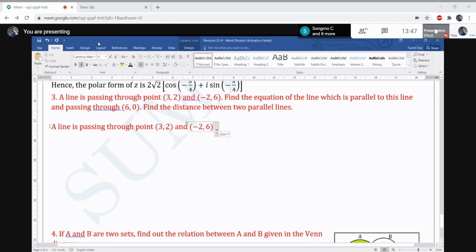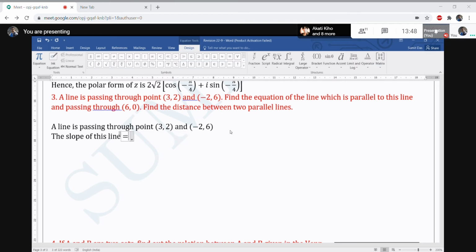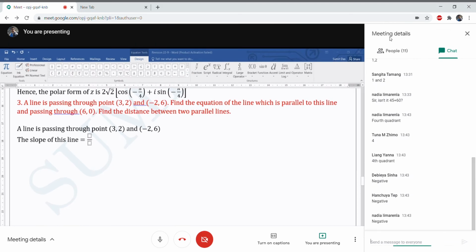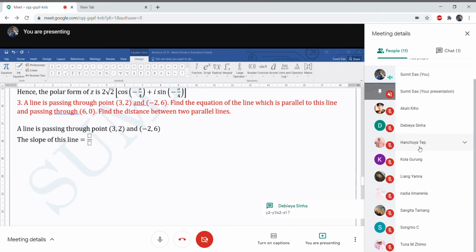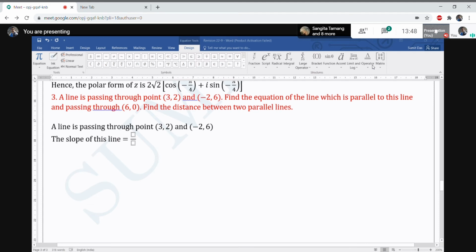If a line is passing through this, what will be the slope of this line? How to find the slope of the line? Anyone? Yes, two-point form. Just give me the form name. This form name is two-point form. How to remember? Whenever two points are given, that is two-point form. Whenever one point and one slope is given, that is point-slope form.